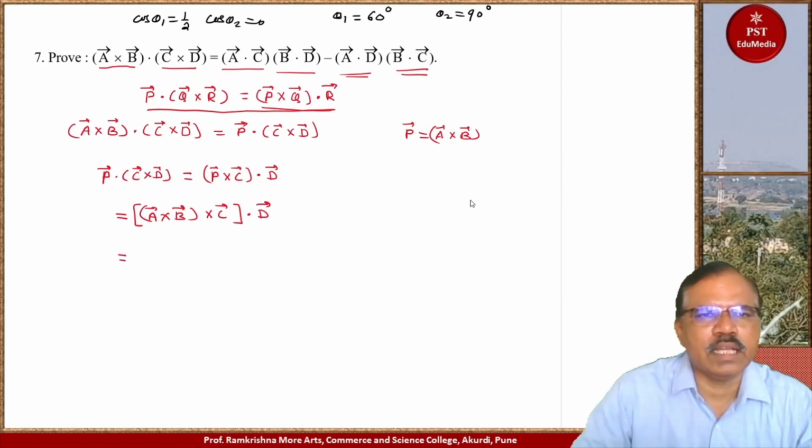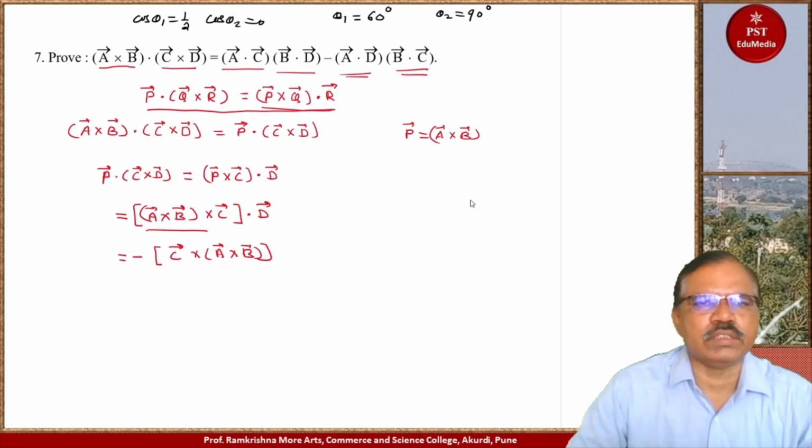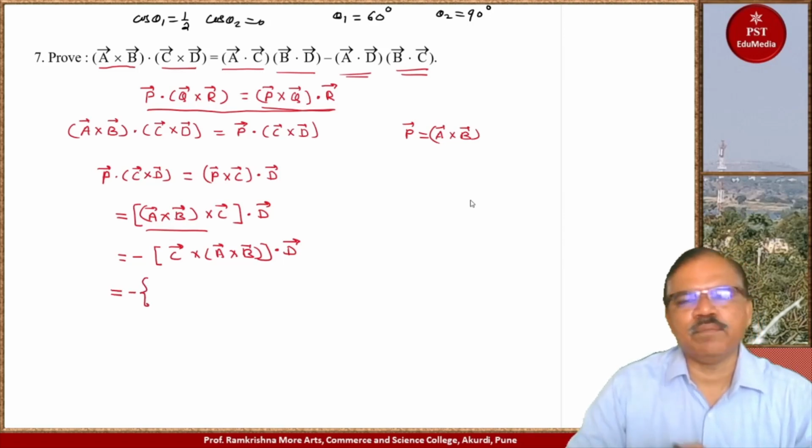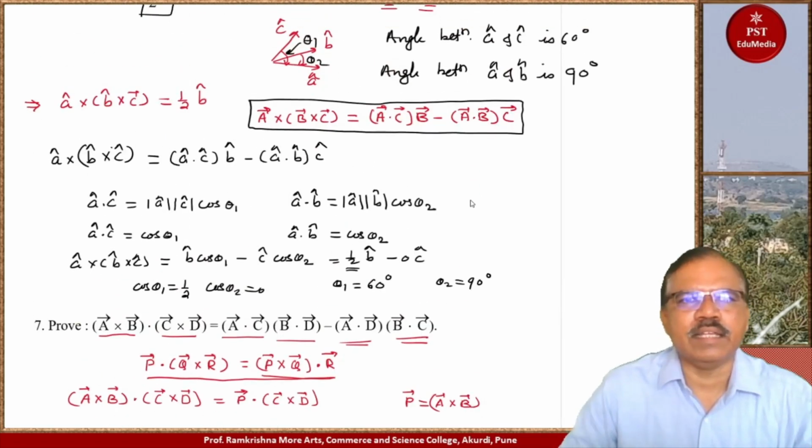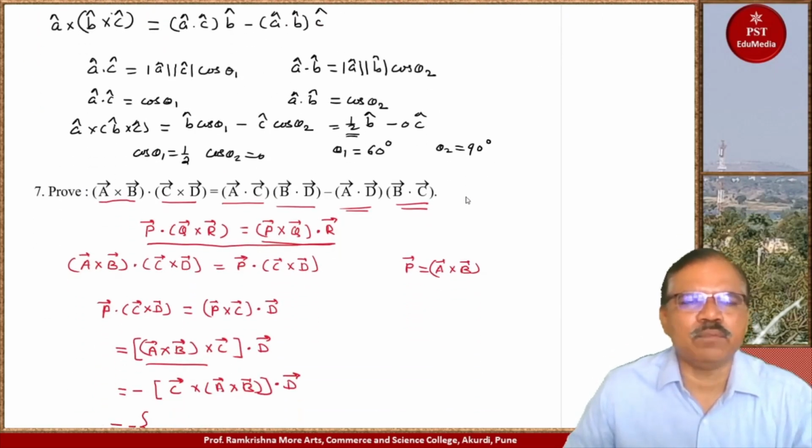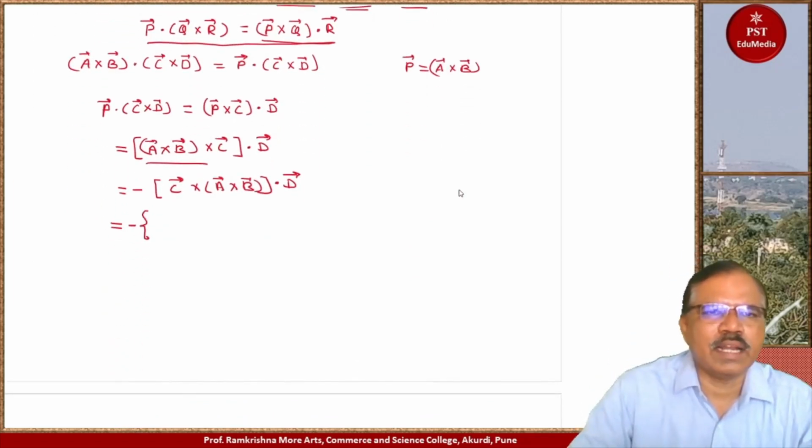So I can write this as minus C cross A cross B, so the negative of this is equal to this dot D. Now here minus, I will take in bracket. We have seen this identity: A cross B cross C is equal to A dot C into B minus A dot B into C. We have this identity for the cross product.